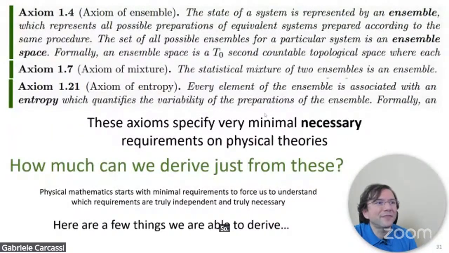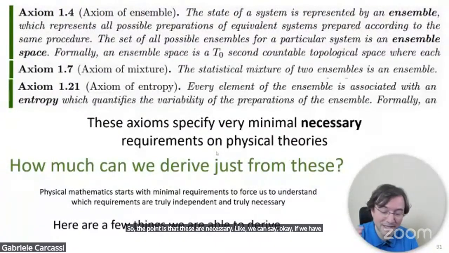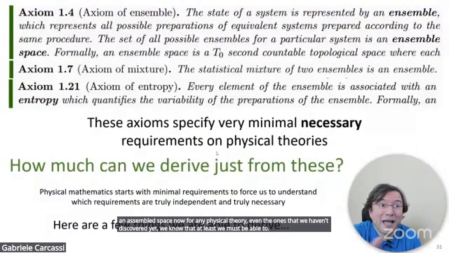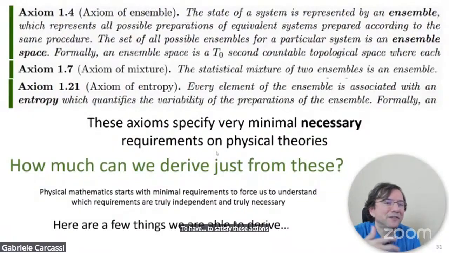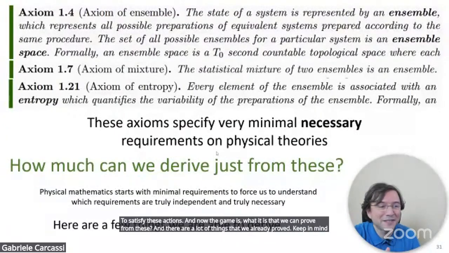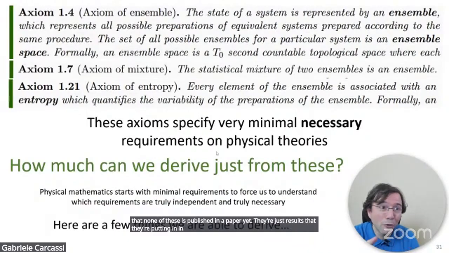So the point is that these are necessary. We can say, okay, if we have an ensemble space for any physical theory, even the ones that we haven't discovered yet, we know that at least we must be able to satisfy these axioms. And now the game is what it is that we can prove from these. There are a lot of things that we already proved. Keep in mind that none of this is published in a paper yet. They're just results that we're putting in our book.